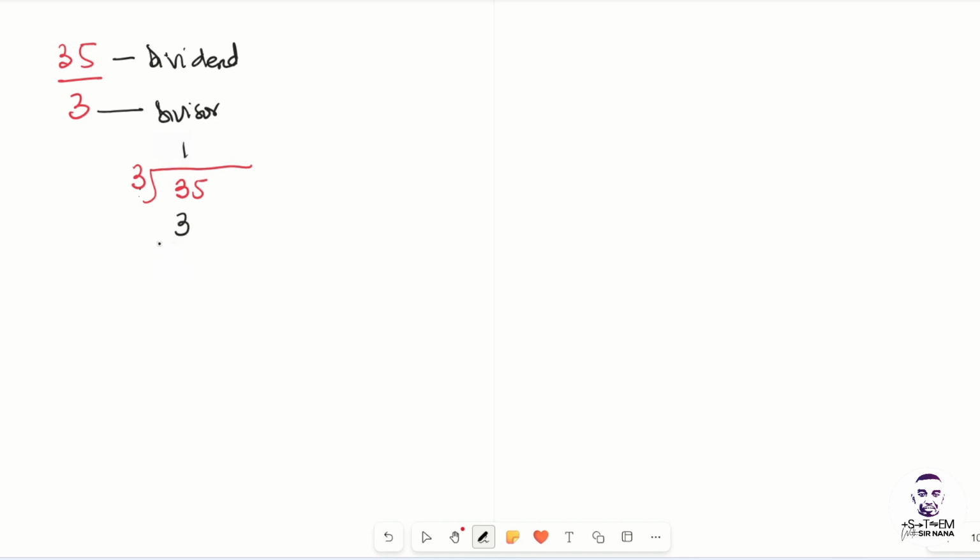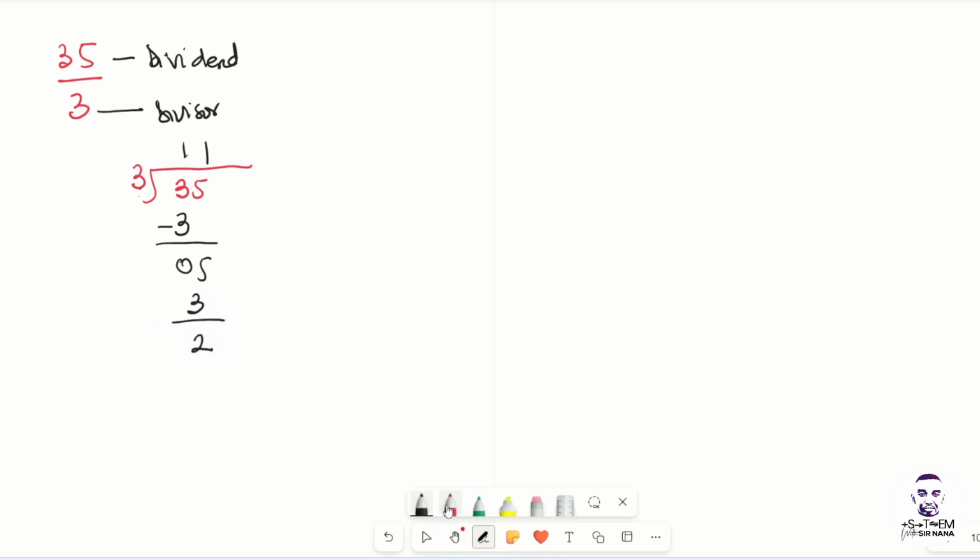Then we are going to subtract, right? So 3 subtract 3 gives us 0. Then we bring down 5, right? So once we do that, we go again and divide the 5 by the 3 here, and that gives us 1 as well. Then we multiply 1 times 3 to give us 3. And then when we subtract 5 minus 3, we are going to have 2.